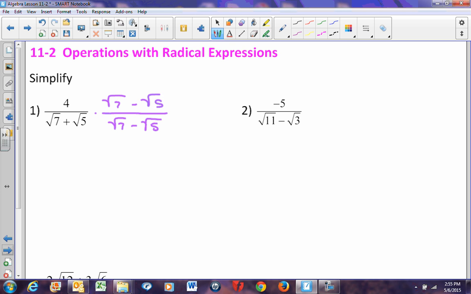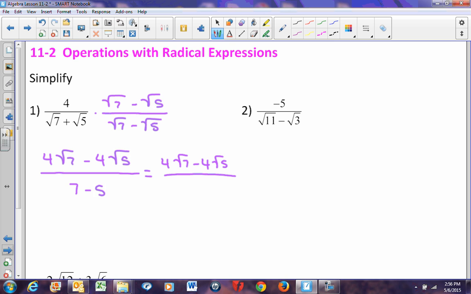Okay, so if we distribute it across the top, we get 4 square roots of 7 minus 4 square roots of 5. If we take a squared minus b squared, we're going to get the square root of 7 squared. So we're going to basically get 7 minus 5, because the square root of 7 squared is 7, and the square root of 5 squared is 5. So that becomes 4 square roots of 7 minus 4 square roots of 5 all over 2. And this 2 goes into this 4 and this 4 twice. So we get 2 square roots of 7 plus 2 square roots of 5 as our final answer.